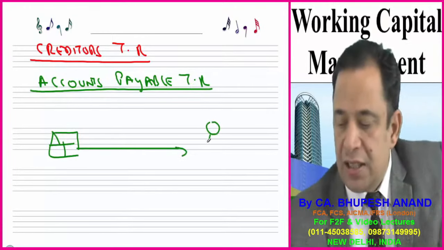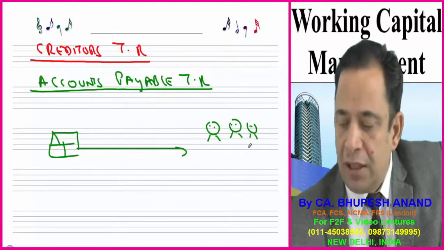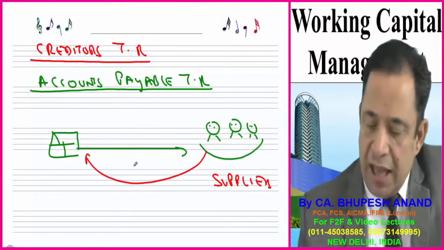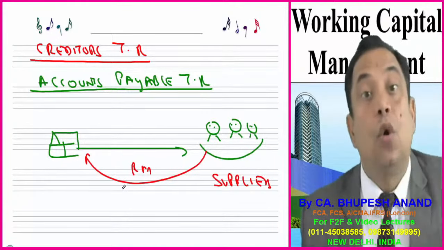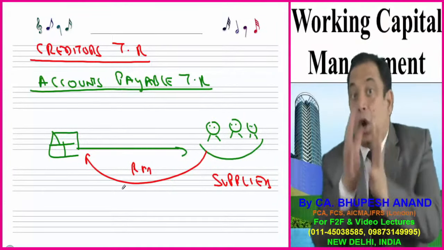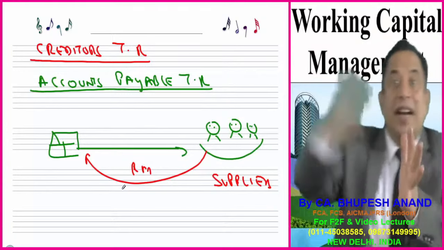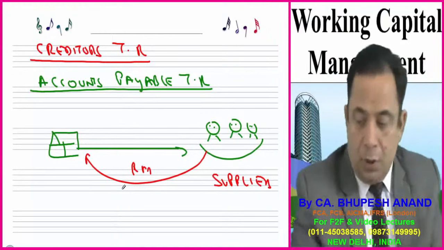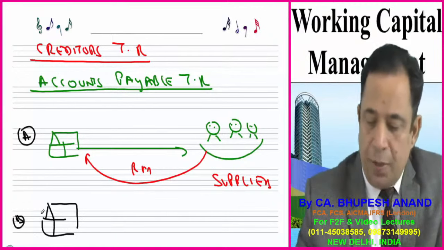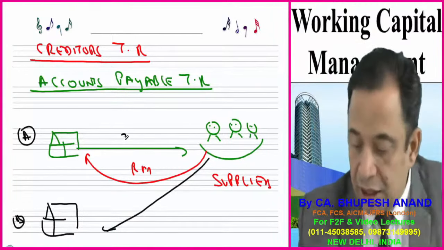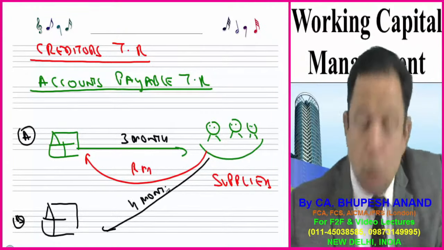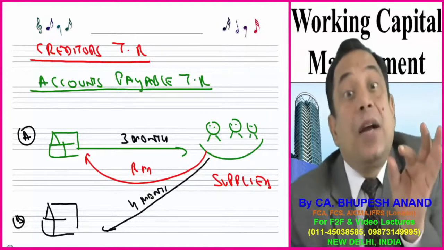this entity has purchased raw material from the suppliers. Let these be suppliers of raw material, and they have purchased this raw material on credit. On credit, it means this entity is not investing its own cash, rather getting the goods on credit from the suppliers. Supposingly this entity is A and this entity is B. Now these suppliers give a 3-month credit to entity A and a 4-month credit to entity B. Both A and B are competitors.